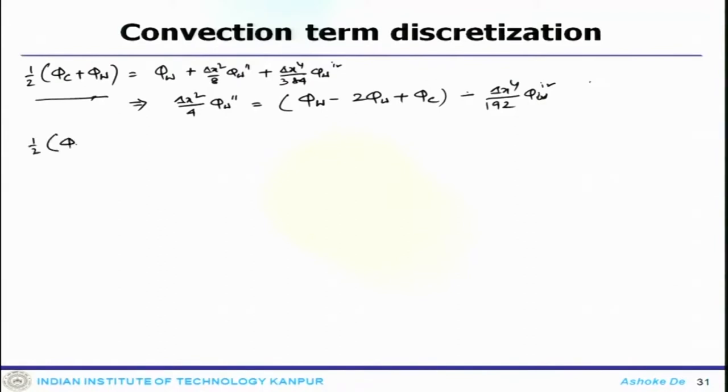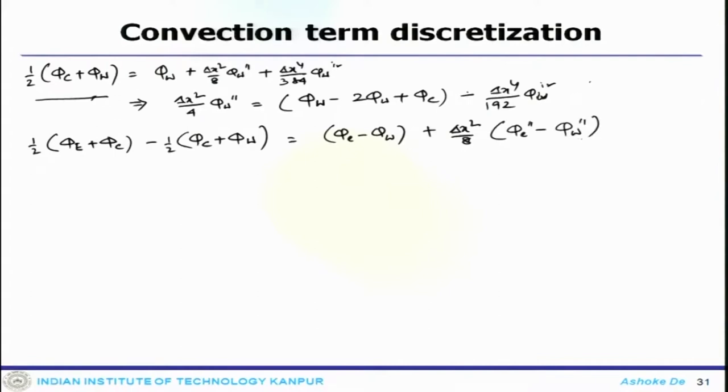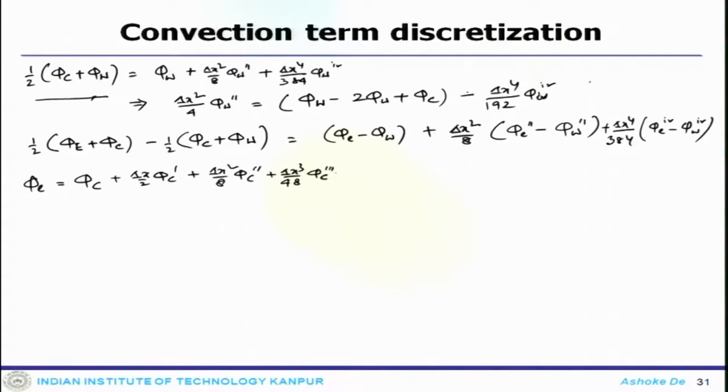So what we get, half of phi e plus phi c minus half of phi c plus phi w, is going to be phi small e minus small w plus delta x square by 8 times phi e double prime minus phi w double prime, plus del x 4 by 384 times phi e fourth derivative minus phi w fourth derivative. Now, one can expand this small phi e in terms of phi c, which is also like this, phi c double prime, delta x cube by 48 phi c triple prime and so on.